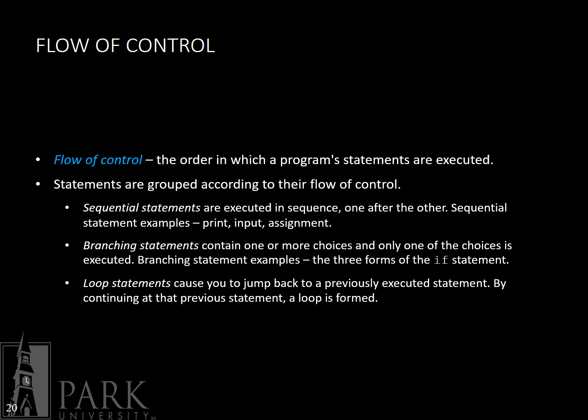Now, flow of control is an important concept to keep in mind. It's the order in which a program's statements are executed. And there are three main statement types based on their flow of control: sequential, branching, and loops. Sequential statements are those that are executed one after the next. And branching are those that force the program to execute one section of the code, such as if statements. And loop statements cause the program to return to a previous line of code already executed. And of the three, we haven't discussed loops yet, so let's go ahead and take a look at those now.